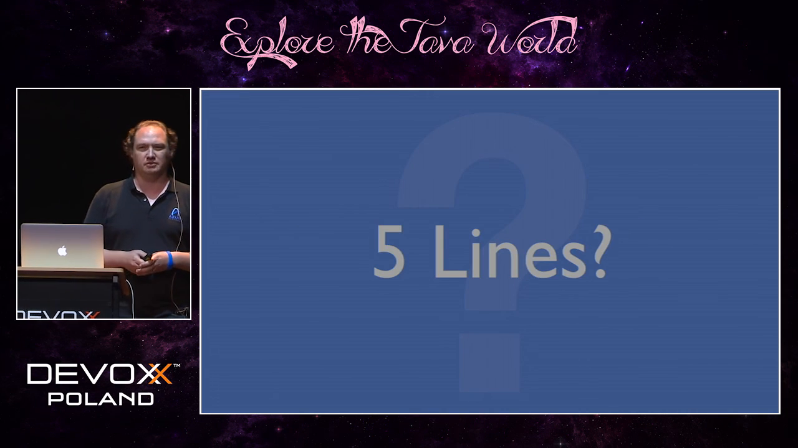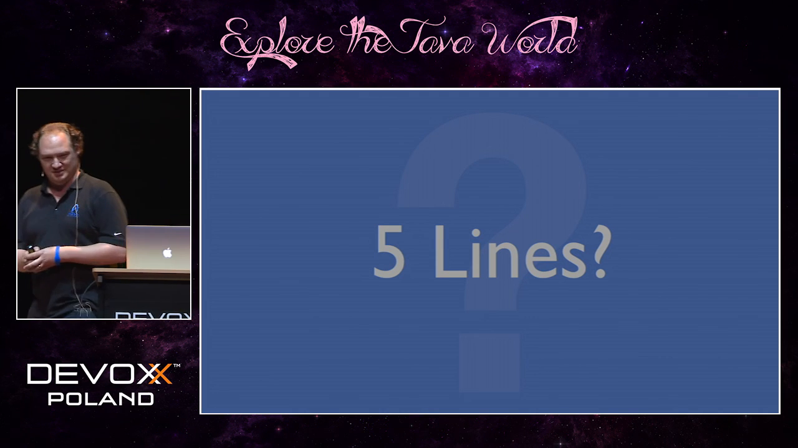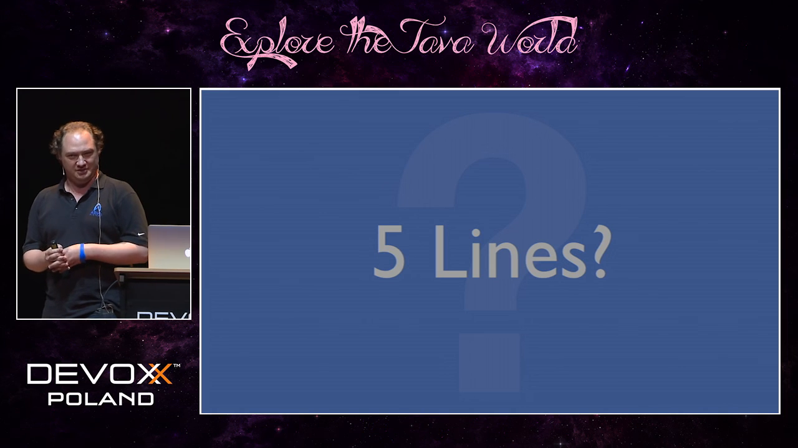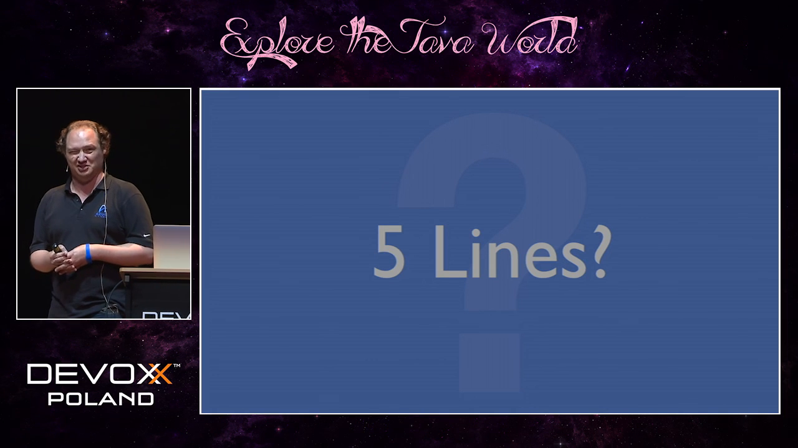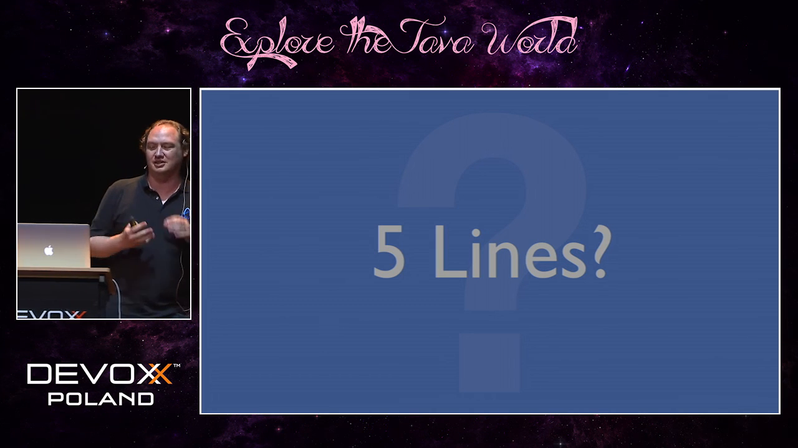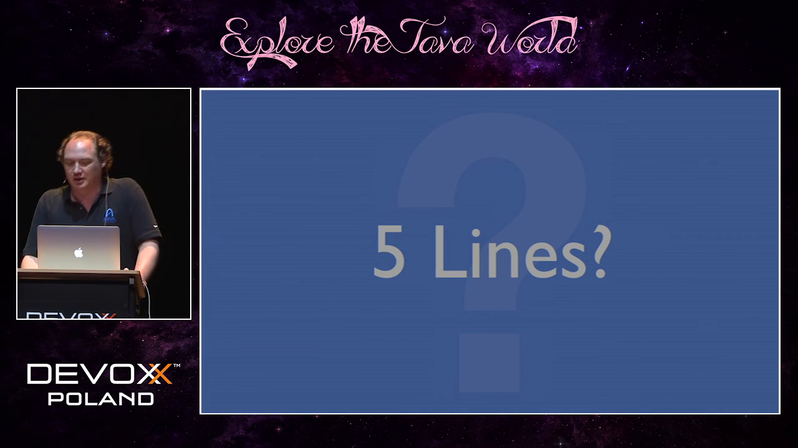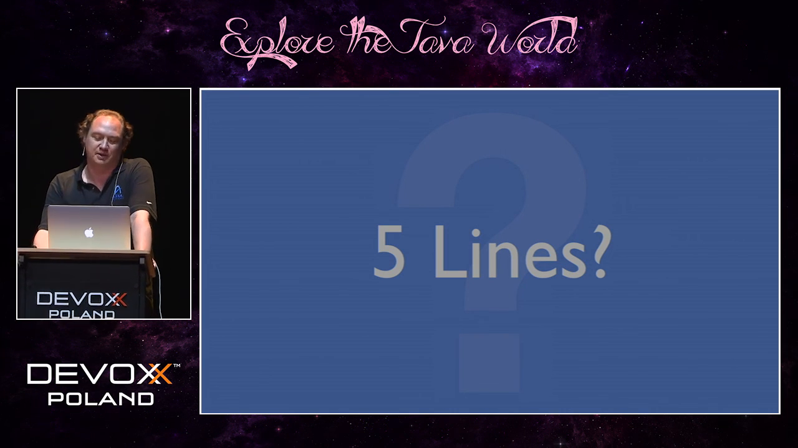And I know you're going, really? We're going to spend 50 minutes talking about 5 lines of code. Well, really more like 3 lines of code. Are you kidding me? But there is actually a lot hidden in those 5 lines. And there's a lot more work that has to be done by the compiler to optimize that than you might expect.